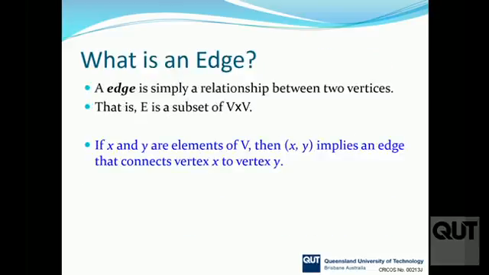An edge is simply a relationship between two vertices. So E is really just a subset of the cross product of our vertex sets. And as stated here, if x and y are elements of V, then the tuple x, y implies an edge that connects vertex x to vertex y. If the graph is undirected, it doesn't matter the order, but if it's directed, then x is connecting to y.